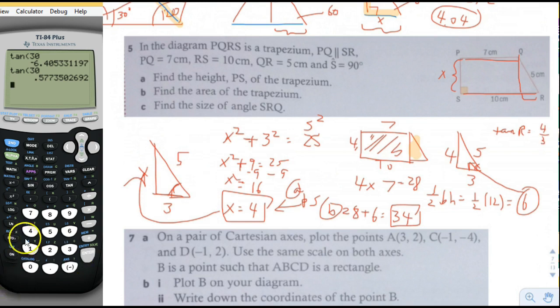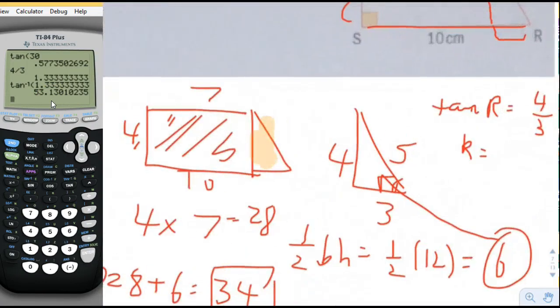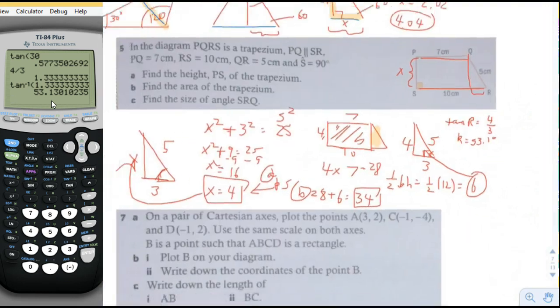So let's put that in the calculator and see what we get. 4 divided by 3. And then we're going to take the inverse tangent of that. And we get 53.1 degrees. R is equal to 53.1 degrees. Okay? All right.